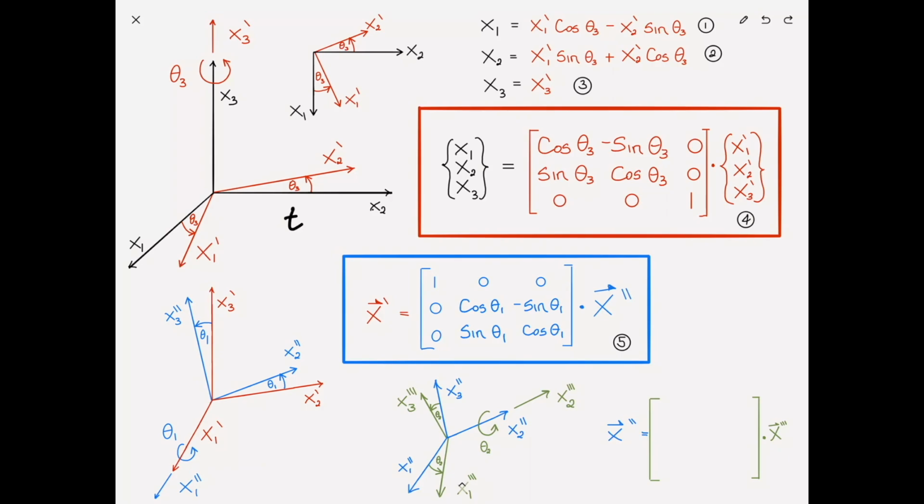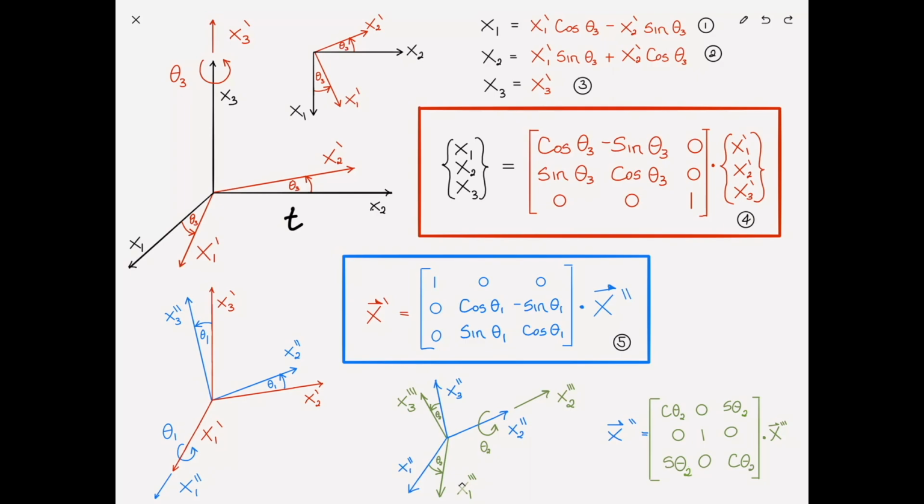Where does the 1 go? The 1 goes in the 2, 2 position because we have rotated about the 2 axis. The remainder of that row gets zeros, and the remainder of that column gets zeros. The diagonal terms will get cosine theta 2. Just in the interest of saving space, I've written it as c theta 2. You should read that as cosine theta 2. And the remaining off-diagonal terms will get the sine theta 2 terms.